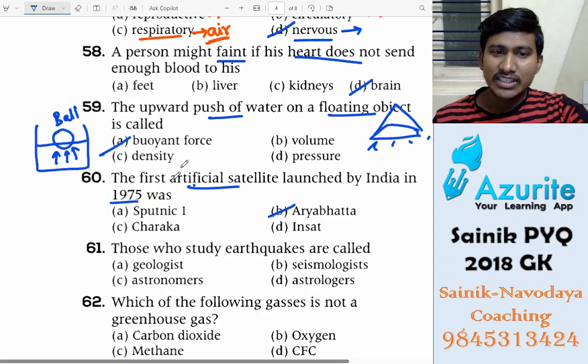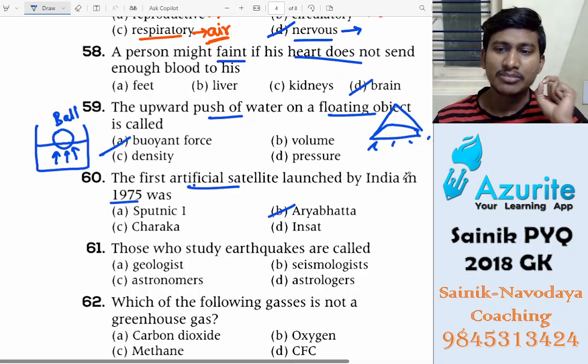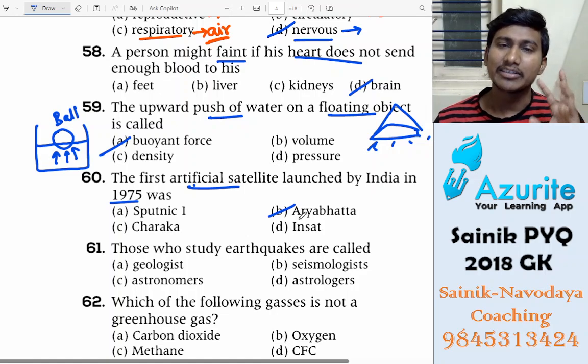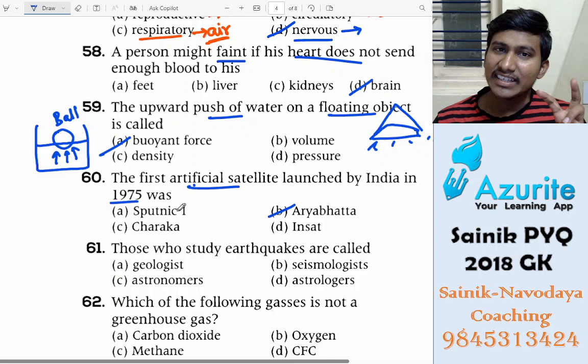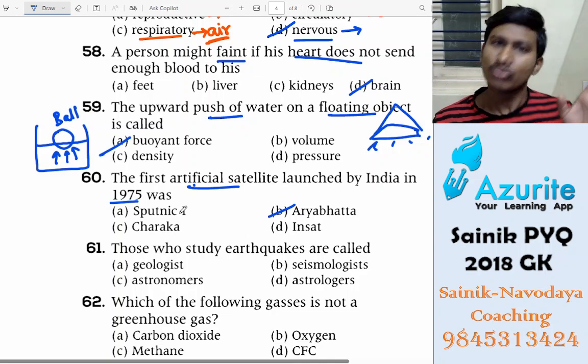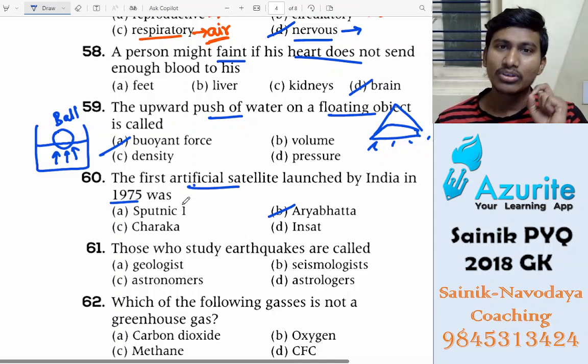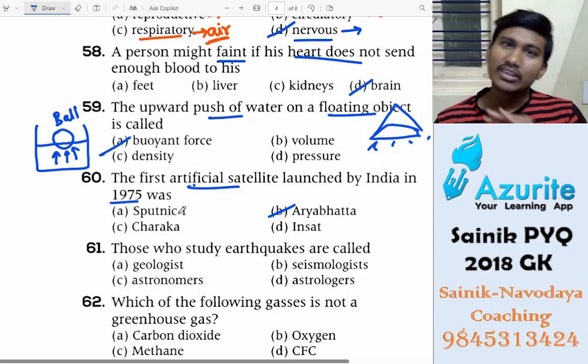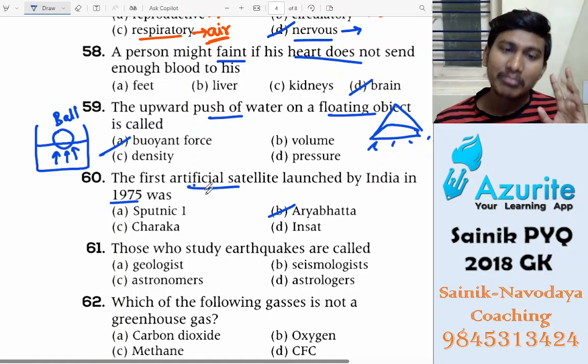So the next question is, the first artificial satellite launched by India in 1975 is Aryabhatta. Sputnik 1 is a Russian satellite. In the whole world, the first satellite was launched by Russia. If they ask about the first ever satellite by any nation, it means Sputnik 1. In India, the first satellite was Aryabhatta.